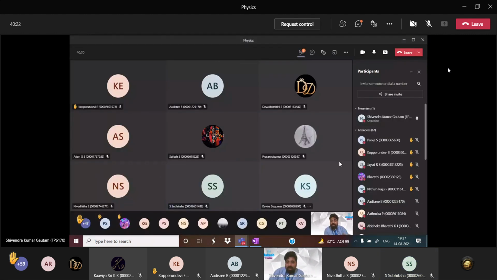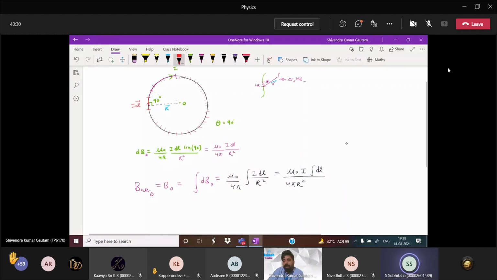What is L? L is the length of the circular wire. What is the length of the circular wire? Circumference, L will be 2 pi r or not? Yes, sir. Understanding everybody? Integral dl will be L, and L is 2 pi r. So you see I got here mu naught I divided by 4 pi r square, integral dl becomes 2 pi r.